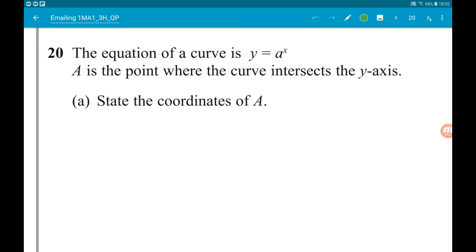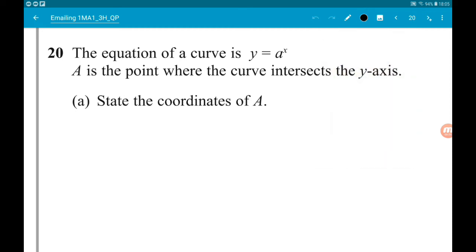Okay, number 20, we've made it to the end. If you're still here, hold on. So, part A, the equation of a curve is y is a to the power of x. So it's an exponential curve. A is the point where the curve intersects the y-axis. We want to state the coordinates of A.